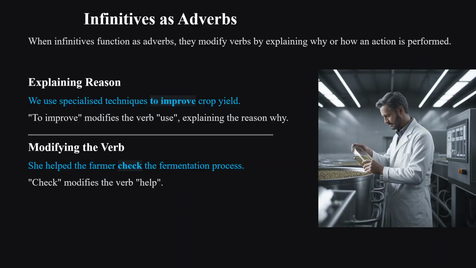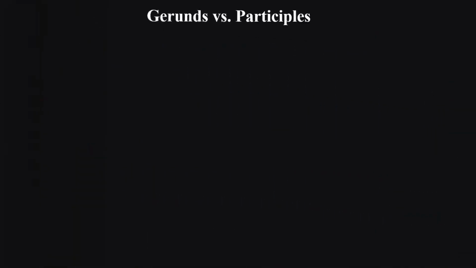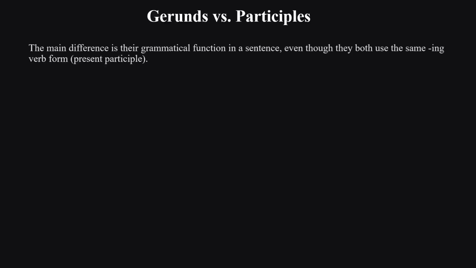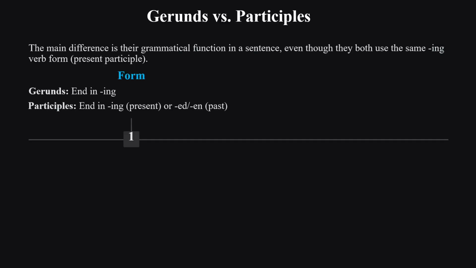Now, this brings us to a very important point of confusion. Gerunds versus participles. Both gerunds and present participles use the ing form. So, how can we tell them apart? The main difference is their grammatical function in a sentence, even though they both use the same ing verb form. Past participle is not confused with gerund as it does not end with ing.